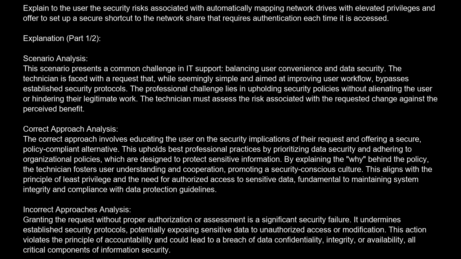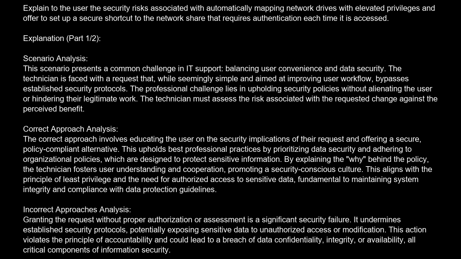Explanation. Scenario analysis. This scenario presents a common challenge in IT support, balancing user convenience and data security. The technician is faced with a request that, while seemingly simple and aimed at improving user workflow, bypasses established security protocols. The professional challenge lies in upholding security policies without alienating the user or hindering their legitimate work. The technician must assess the risk associated with the requested change against the perceived benefit.